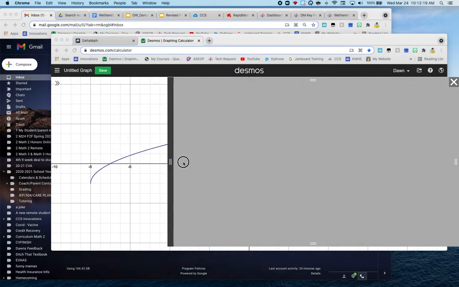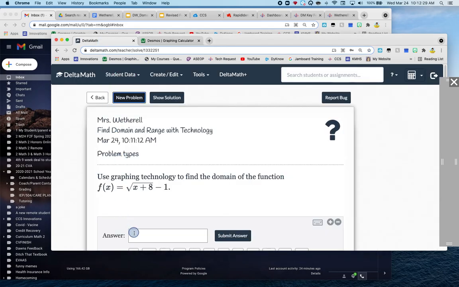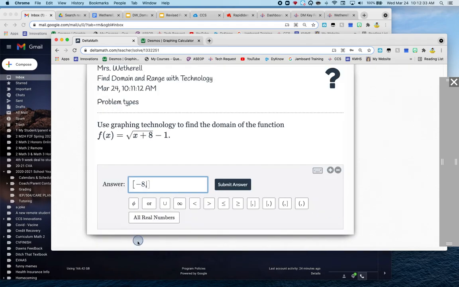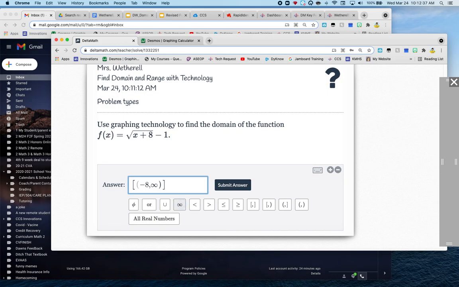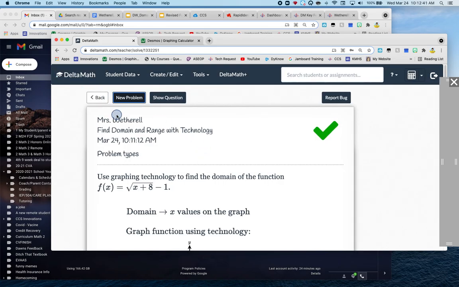I continue following this graph till it ends, and as you see, it's going to go on forever. So the last thing I see is an arrow. I always write infinity. So I have a brace, negative 8, comma, infinity. Infinities always use parentheses. Get rid of any extra symbols. And that's all there is to it. You have to use technology to get the picture of your graph.